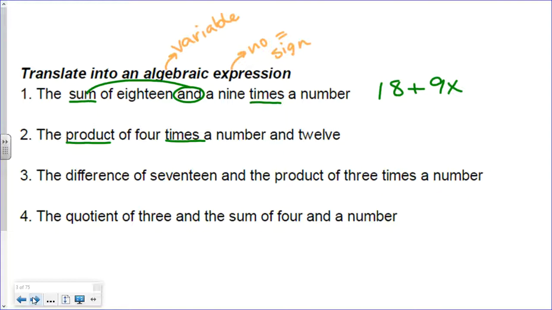Now, what does product mean to do? Would I start with a multiplication symbol? No, this word product goes with this and over here. So what am I going to start with? 4. How do I show times a number? I'm not going to use a dot. I'm going to smush it, put the N right next to it. What's going where this and is?